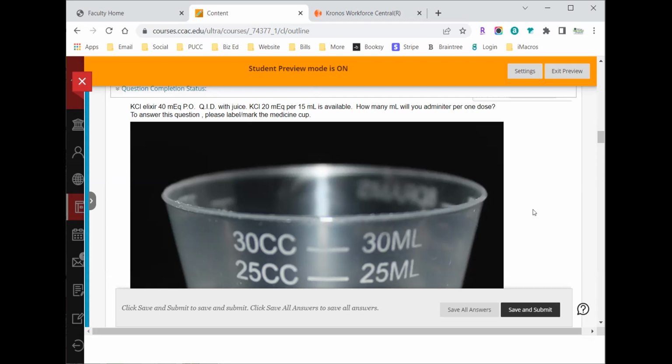It says 40 milliequivalents by mouth 4 times a day with juice, potassium chloride, 20 milligrams per 15 ml is available. If you're doing this dimensional analysis wise or ordered over half, I would probably just do this ordered over half. I would take my order 40 divided by available 20 times my quantity 15. And then I'm seeing you guys marking it in there as 30.